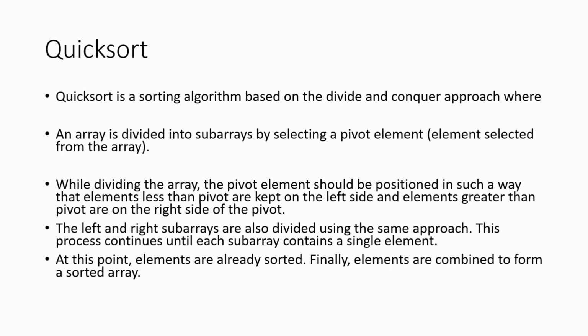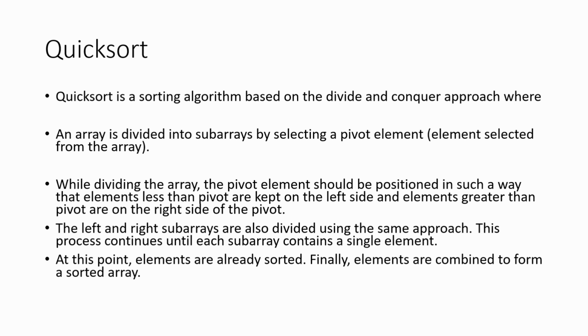So in this approach, you have an array that's divided up into subarrays again. So you select one element, pivot element you call it. It doesn't have to be right in the middle, but you use an element and then you divide the rest of the array up into pieces. When dividing the array, the pivot element should be positioned in such a way that the elements less than the pivot are kept on the left side, and the elements greater than the pivot are on the right side. So you use a pivot element as your base. The left and the right subarrays are divided using the same approach. So you keep dividing it up, until you get one single element.